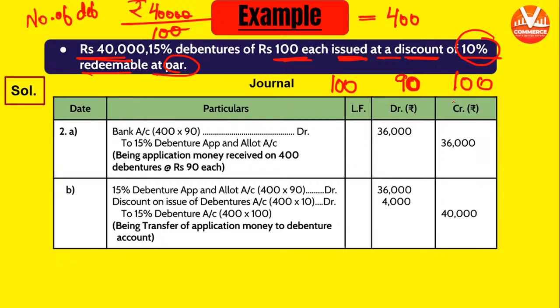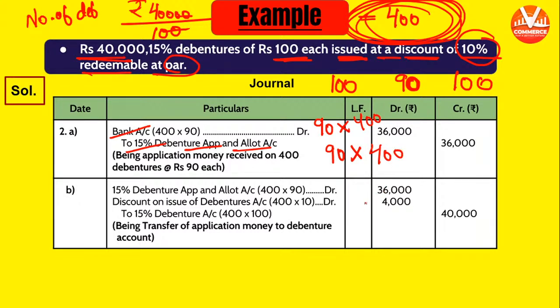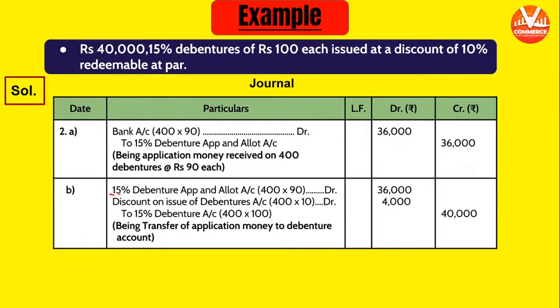So the first journal entry will be bank account debit to debenture application and allotment account. And I told you in the first entry we will record the issue price. So issue price is 90. In first entry we will record 90 and we will multiply it with the number of debentures. Number of debentures are 400. So 90 multiplied by 400, issue price multiplied by number of debentures. So we will receive 36,000.